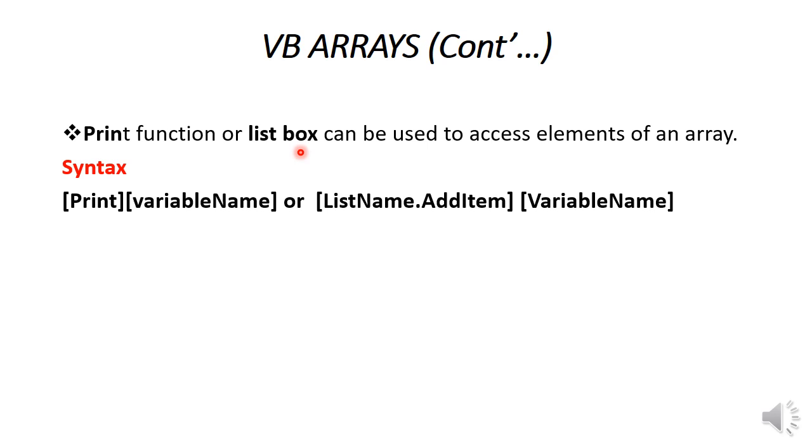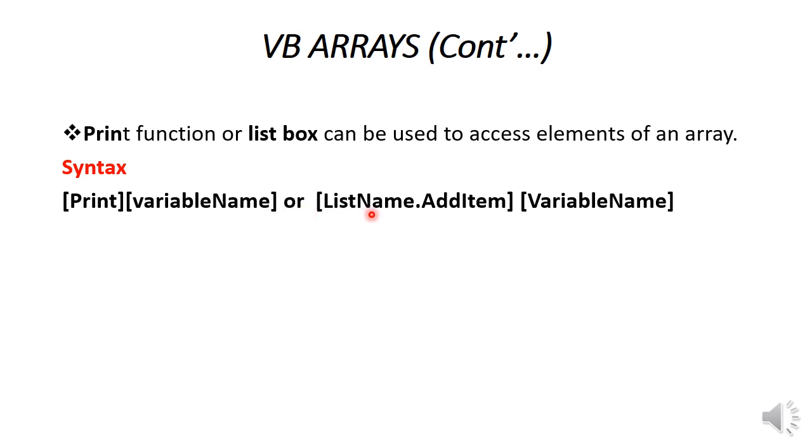So the syntax of print function is the following. We have print keyword, and here we have a variable to be printed, but you can also use object name dot print function, and then you put the variable whose content will be printed. Remember that print function is used when you want to display the elements on a Visual Basic form.